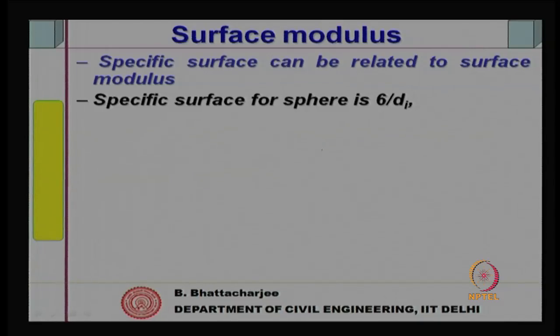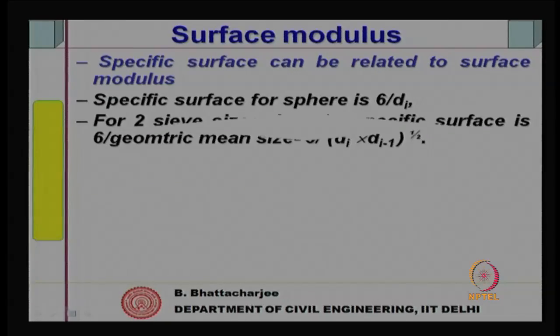Specific surface of a sphere is, if you write it, pi d square is the surface area divided by 1 by 6 pi d cube. So, this will be simply 6 by d. For an ith particle size, it is 6 by d I. So, specific surface for a sphere, you can find out in this manner. Specific surface is surface area per unit volume.